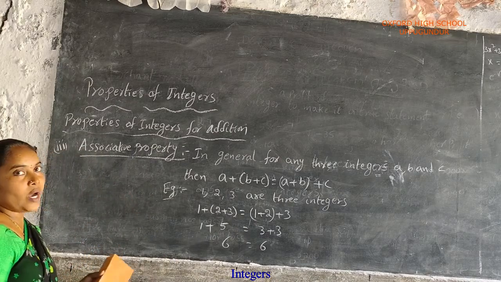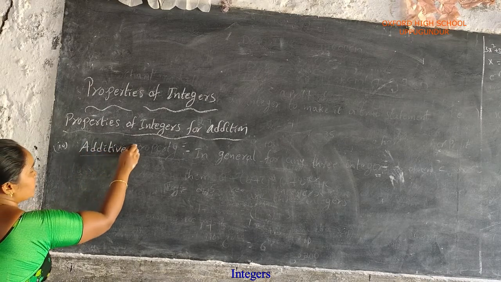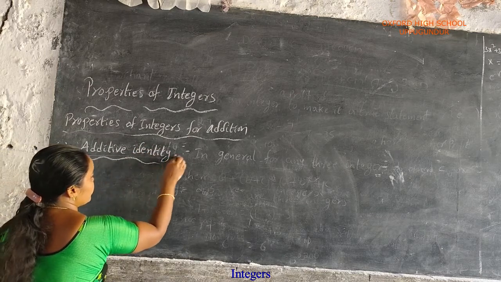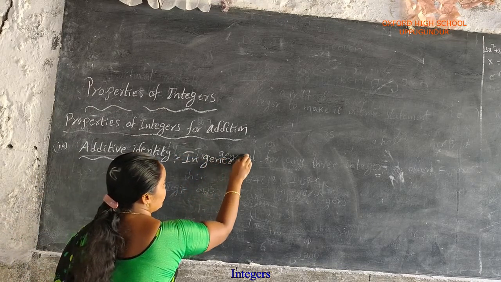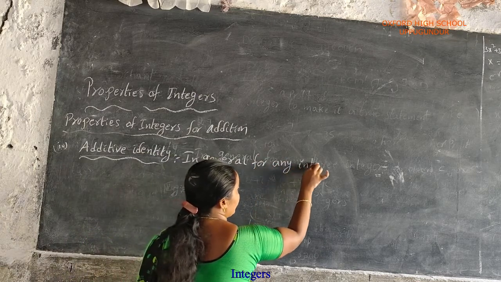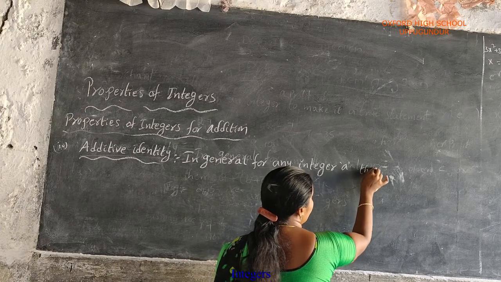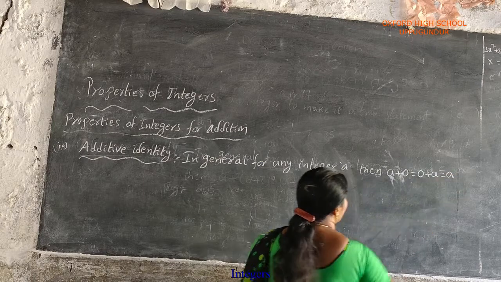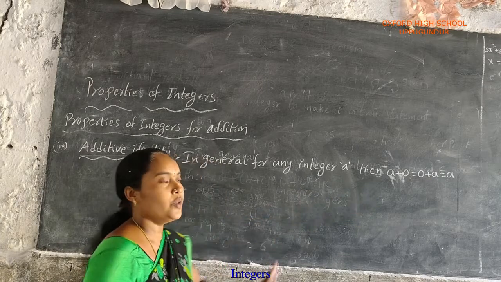Next one, additive identity. In general, for any integer a, a plus 0 equals 0 plus a equals a.